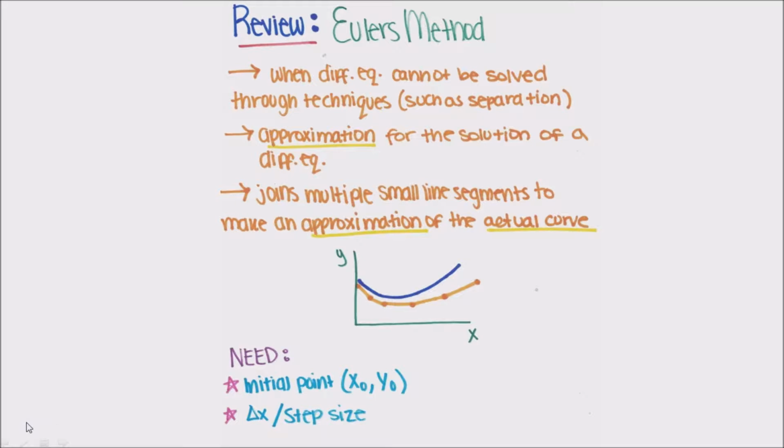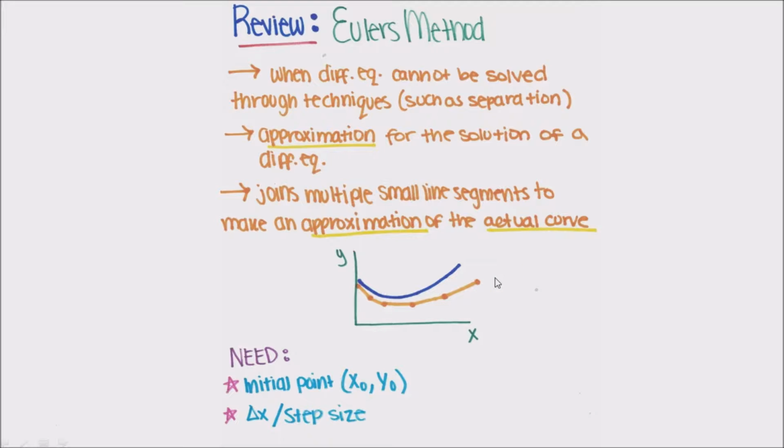Now let's review Euler's method. So we know that Euler's method is used when a differential equation cannot be solved through standard techniques, such as separation. The idea behind Euler's method is to use the concept of local linearity to join multiple small line segments so that they make up an approximation of the actual curve. And generally, the approximation gets less accurate the further away you get from the initial value. So that is also shown on the curve.